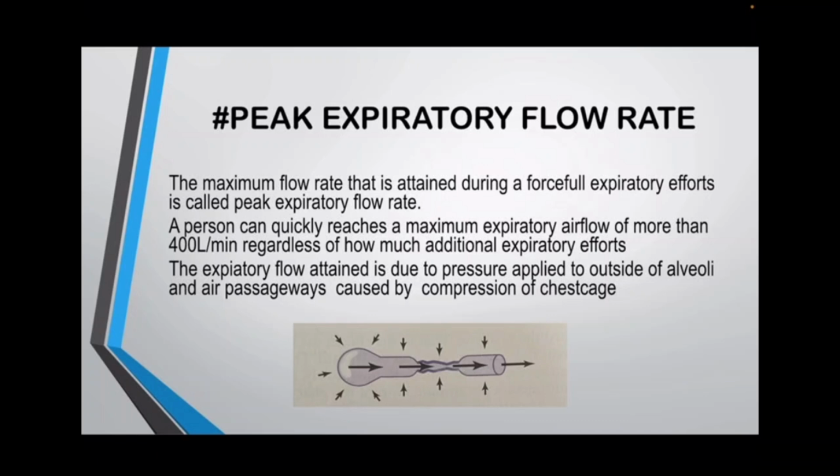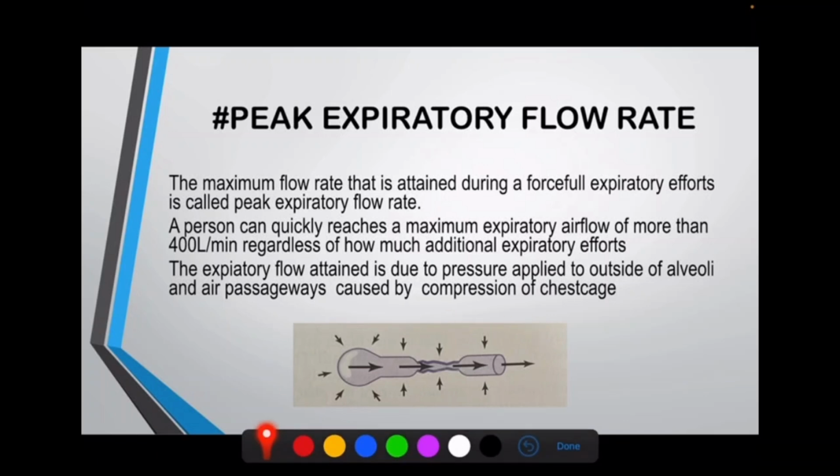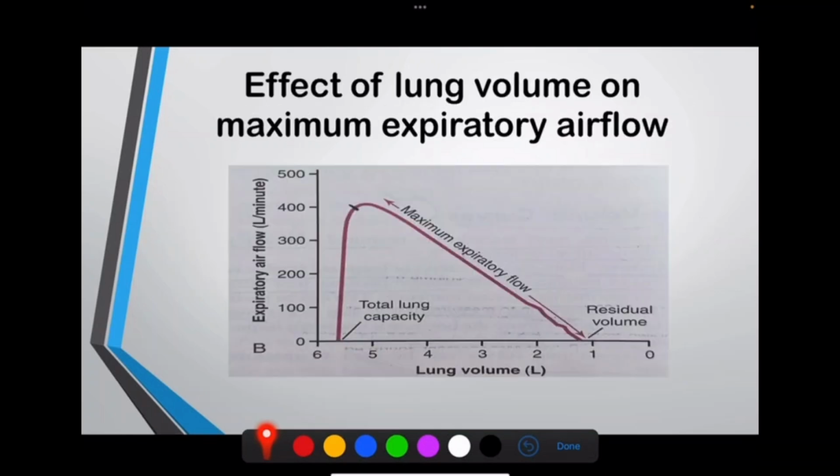The expiratory flow attained is due to the pressure applied to the outside of the alveoli and the air passageway, caused by compression of the chest cage. As you can see in this diagram, the terminal parts of the air passageway are the alveoli and the bronchioles. The effect of increased pressure applied to the outside of the alveoli and the air passage by compression is that the pressure forces air from the alveoli towards the bronchioles, but it also tends to collapse the bronchioles at the same time. The effect of lung volume on maximum expiratory airflow.